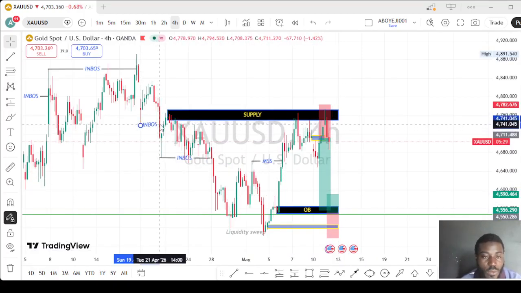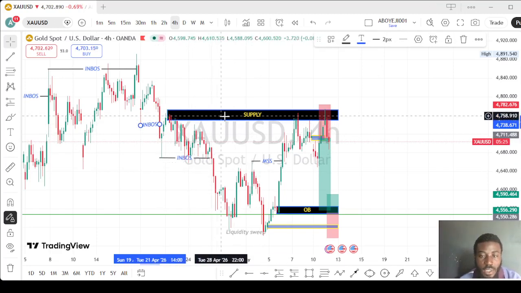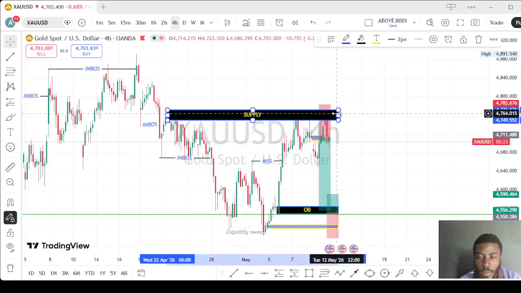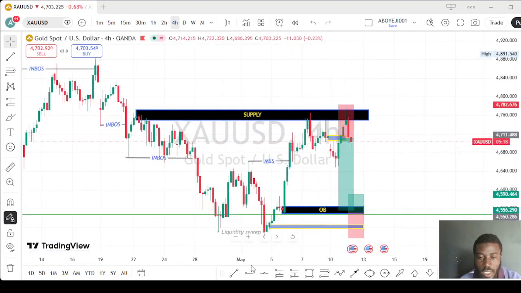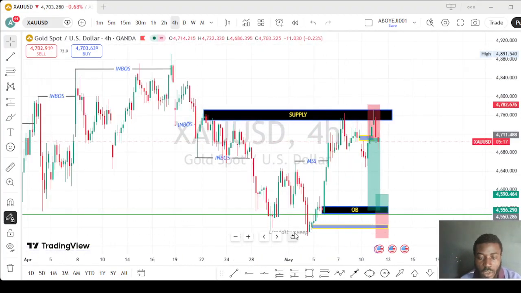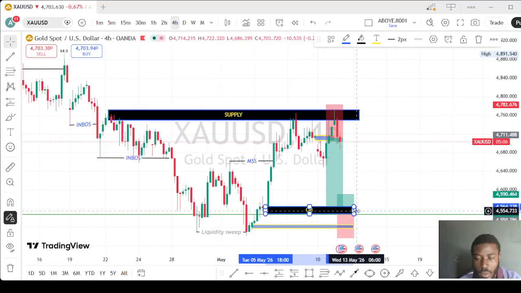We are having a break of structure here. This is the supply that is trying to push the market down. And let's just see the structure now. This is the liquidity swept. This is the recent trend liquidity swept, and this is a market structure shift, in which we are having an order block here.